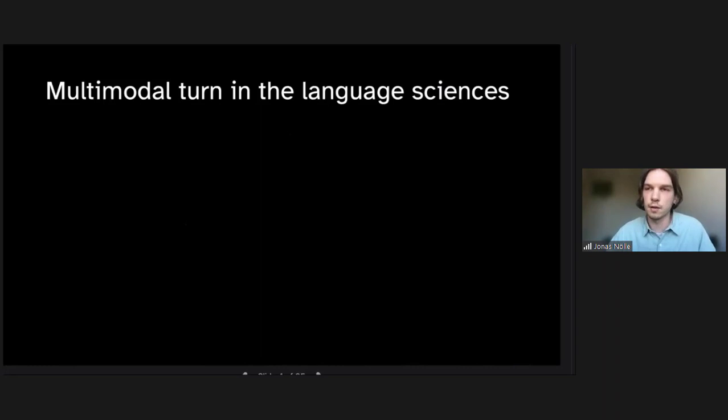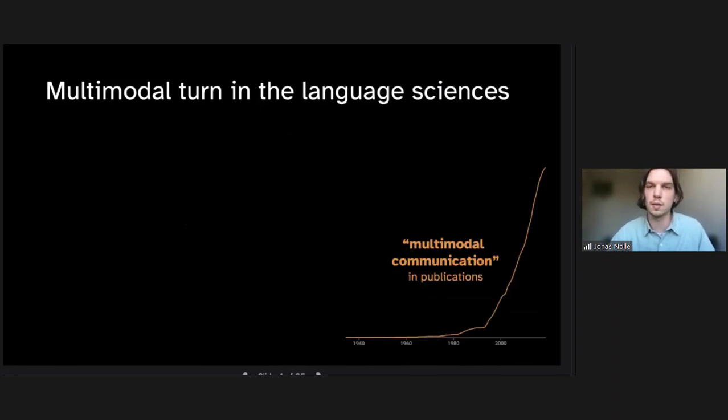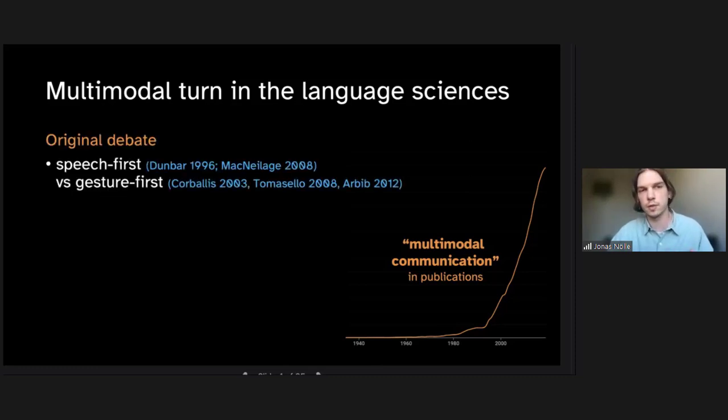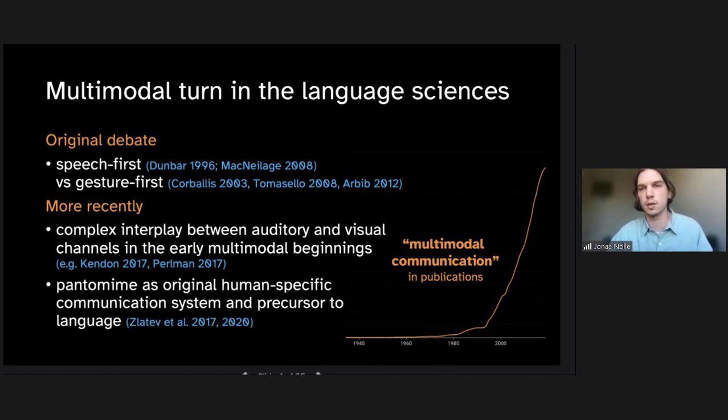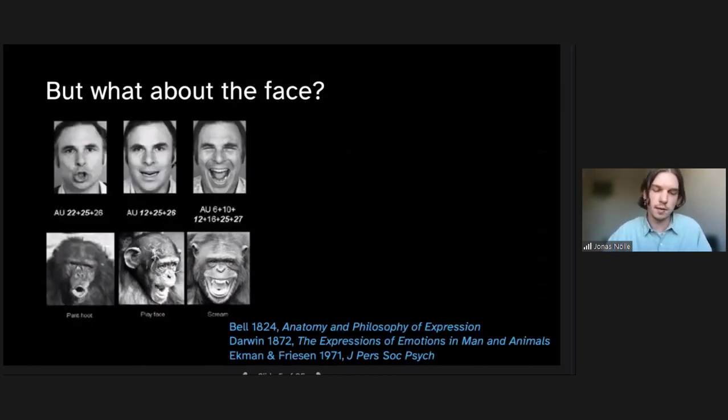And in the language sciences, we have seen this multimodal shift almost, where now we're much less considering language in isolation. You can also see this in debates about language evolution, where in the beginning, as was also in the plenary, there was a lot of emphasis on speech first versus gesture first, but now we're slowly moving away from that and considering the complex interplay between these different modalities and channels, also in the early multimodal beginnings, including theories like pantomime, for example, as a human-specific precursor to language.